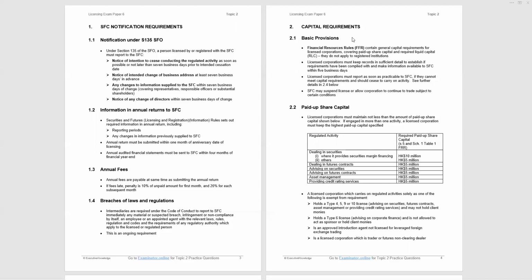Annual fees, this is the only paper where they raise the concept of annual fees. They are payable at the same time as submitting your annual return. This is with regard to licensing. If fees late, the penalty is 10% of unpaid amount for first month and 20% for each subsequent month. So pay your fees on time.